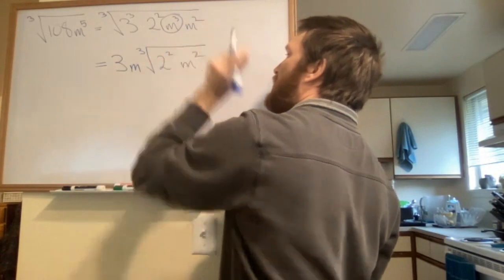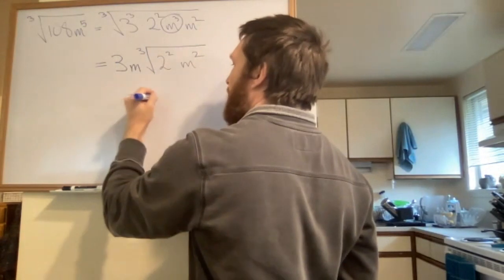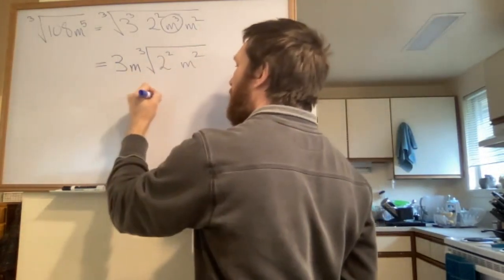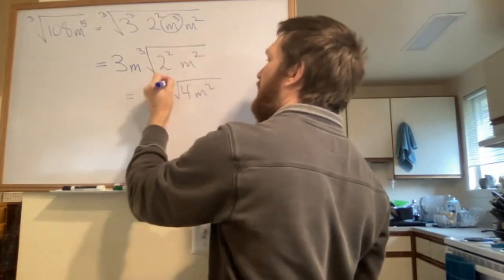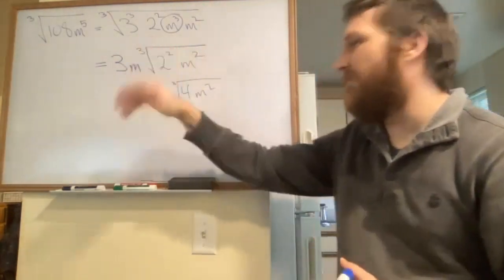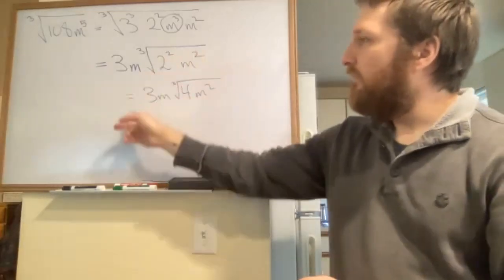an m squared. Which, I mean, if we want, we could write as 3m, 4, m squared right there. And I mean, either one of those is fine. If you want to keep it factored, that's cool too. But that's the idea.